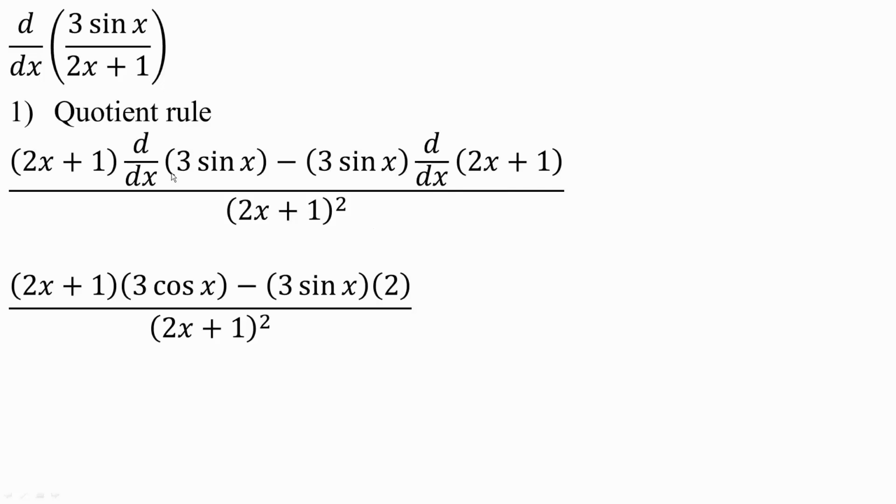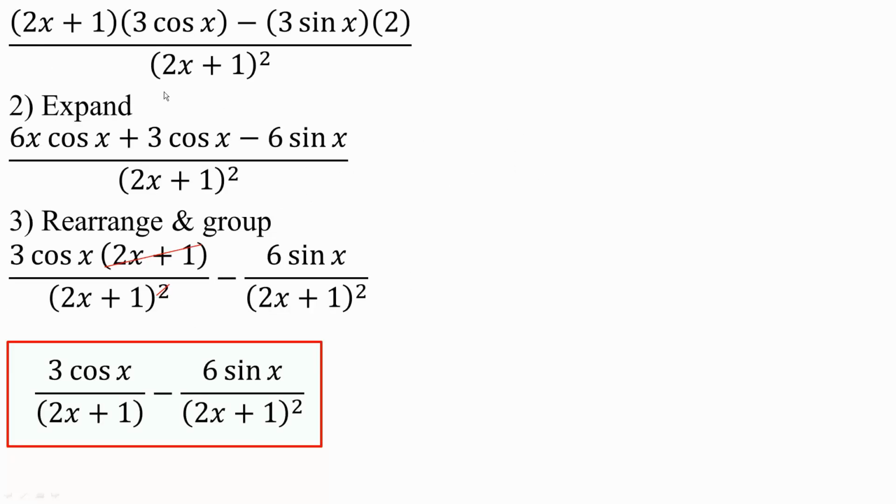So this term right here, when you take the derivative, you would get 3 cosine x. And this term right here, when you take the derivative, you would get 2. The next step is to expand this expression. 2x times 3 cosine x would give us 6x cosine x. 1 times 3 cosine x would give us plus 3 cosine x. Minus 3 times 2 is 6, so minus 6 sine x, divided by this term right here.